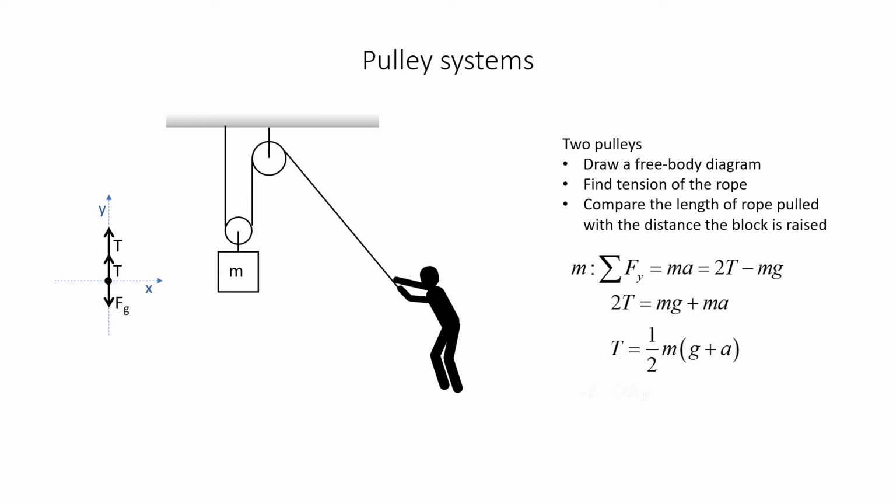When we solve for the tension, we find that the tension is half what we had before with one pulley. So T equals 1/2 m times the sum of g plus a.